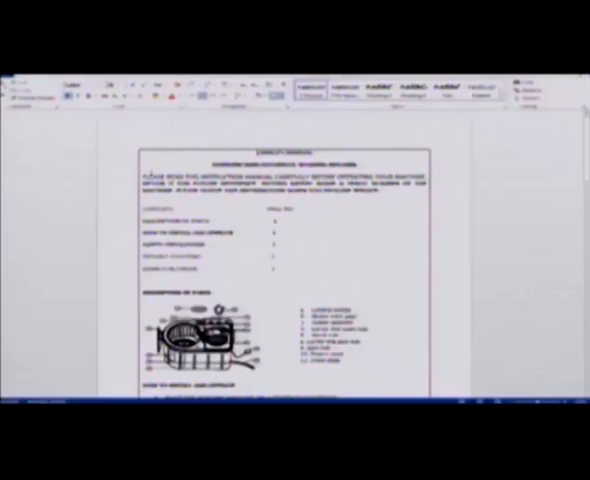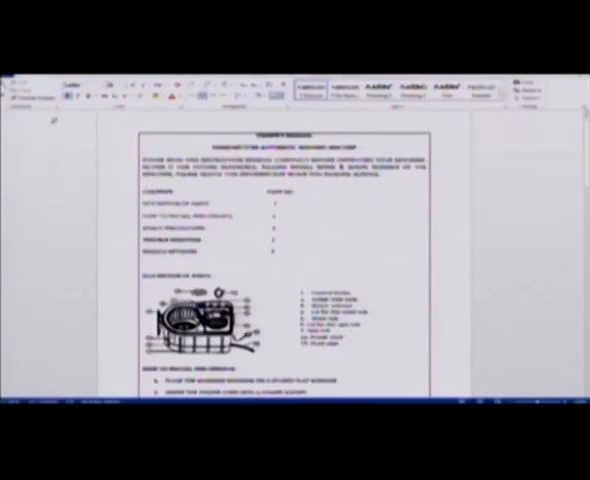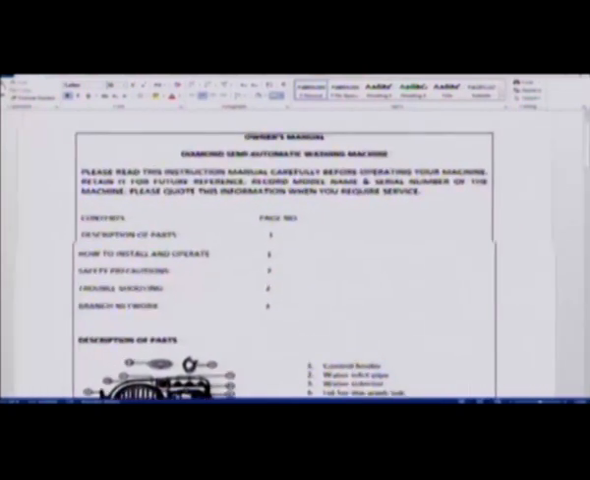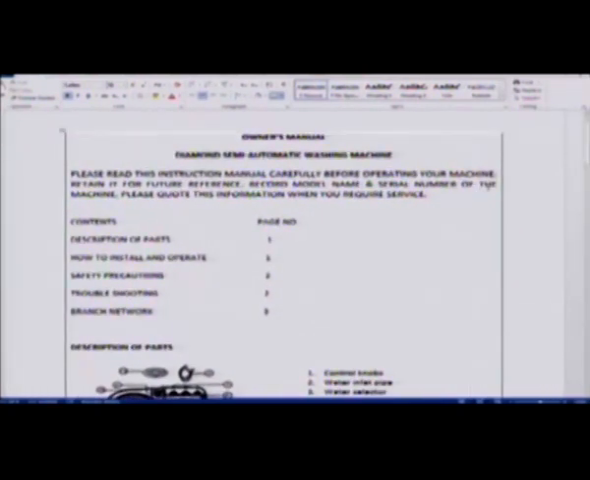Another important context where we use directional process analysis is a user manual. Let us look at a sample user manual. So, as you can see, this user manual is about a semi-automatic washing machine.